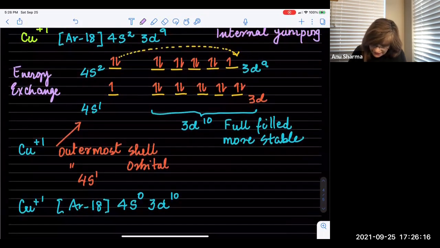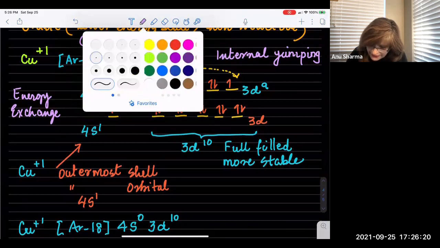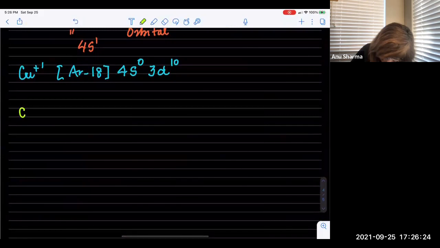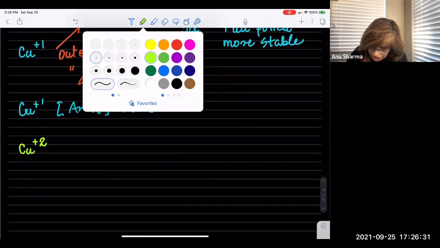Now let's look at another scenario in which copper is in the plus two state. Which one is that? The copper plus two state. So in this condition, we will have the same thing. Let's do this.